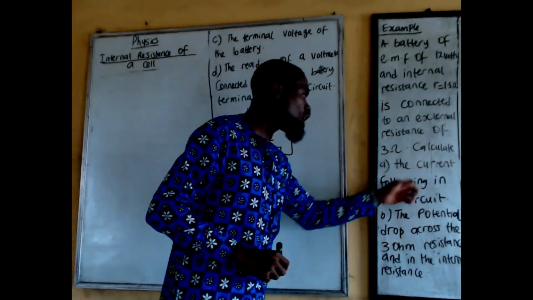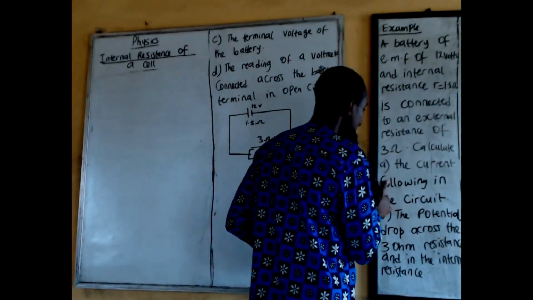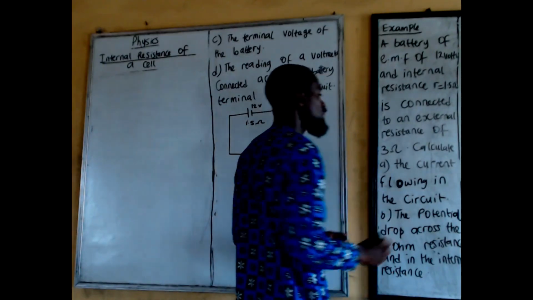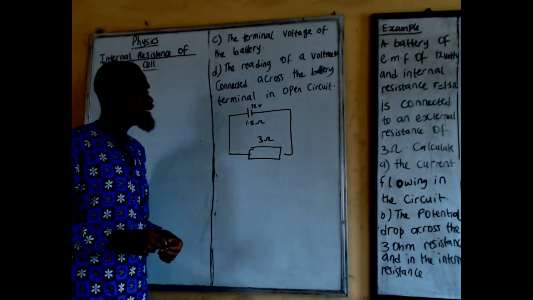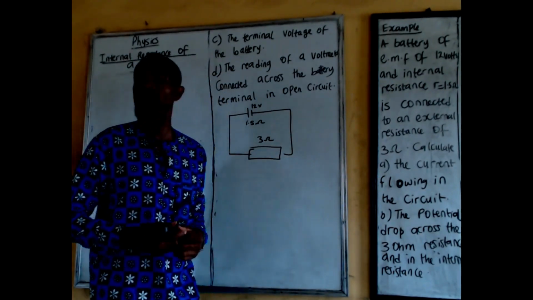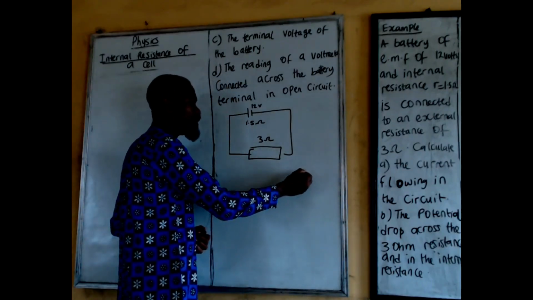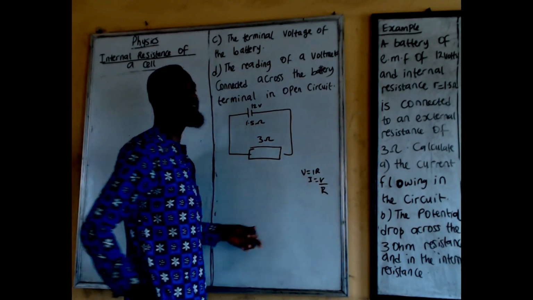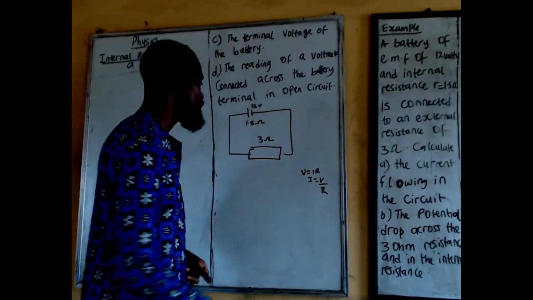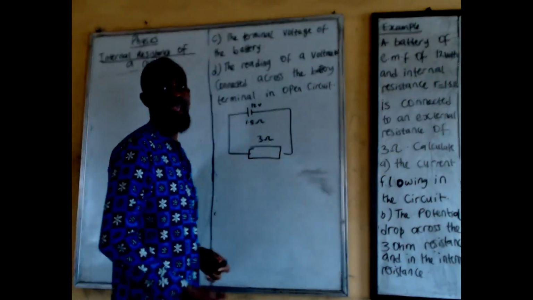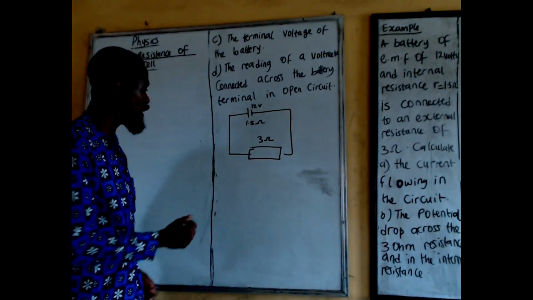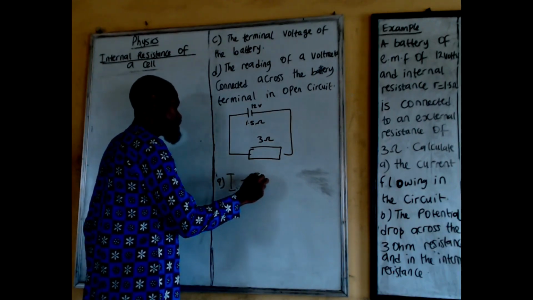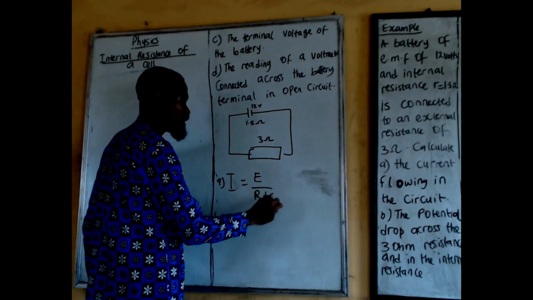Now it says calculate the current flowing in the circuit. If internal resistance was not called to mind, we would have just used Ohm's law, V is equal to IR, and make I the subject of the formula, which will be I is equal to V over R. But internal resistance of this battery has been called to mind. So the formula we are going to use will now be I is equal to E over big R plus small r.